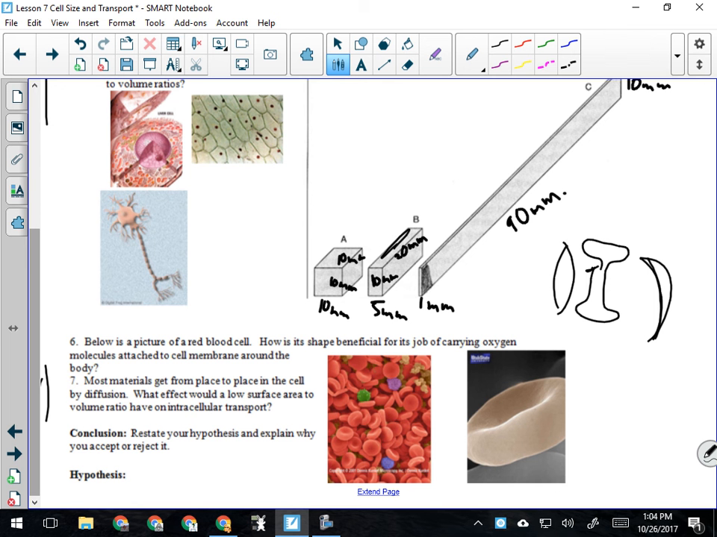Then copy paste your hypothesis and tell me, did we see from the cubes that size can affect volume, because volume affects how long it takes to transport materials. Questions on that? All right, so really what you have to do is a hypothesis, answer these questions, and a conclusion. That's all you have to do. We did all the math, or well, not all of it, but you have to do the math for this question here.